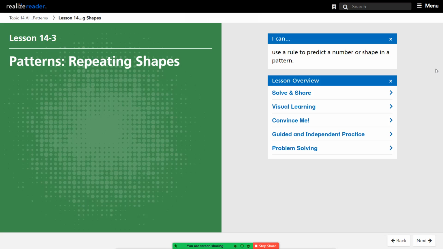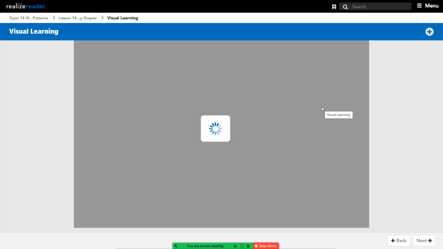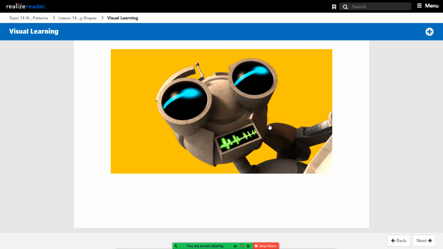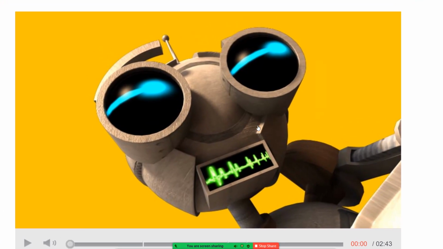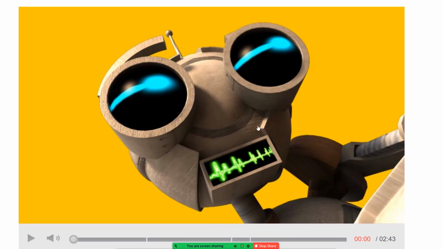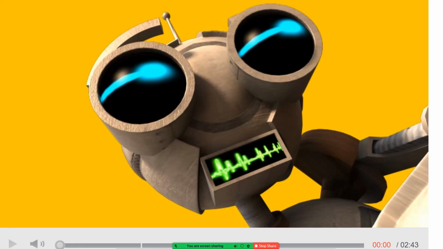This lesson is all about repeating patterns. So this is where you're going to see a whole lot of shapes, stuff that you saw when you were in much younger grades. You're going to be applying those patterns and taking them a little bit further in this lesson so that you can predict what the next shape in a pattern will be. So let's go ahead and watch our short video lesson together, and then we'll get started on our notes and guided practice.